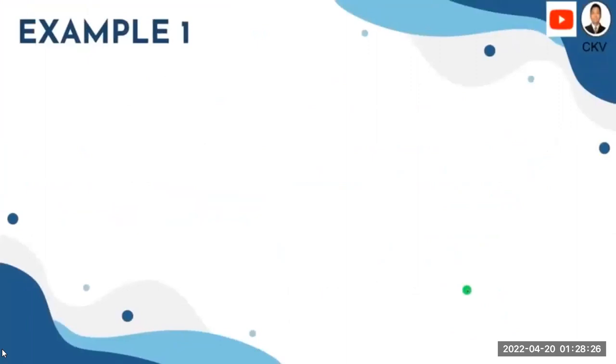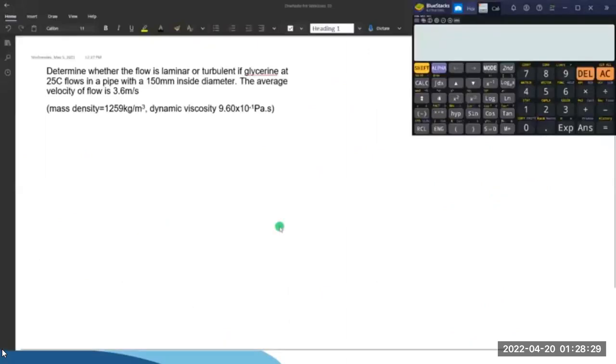So example number 1, we have to determine whether the flow is laminar or turbulent if glycerin at 25 degrees Celsius flows in a pipe with 150 mm inside diameter. The average velocity of flow is 3.6 meters per second. And given the mass density of glycerin, which is 1259 kilograms per cubic meter, and the dynamic viscosity is 9.6 times 10 raised to negative 1 Pascal second.